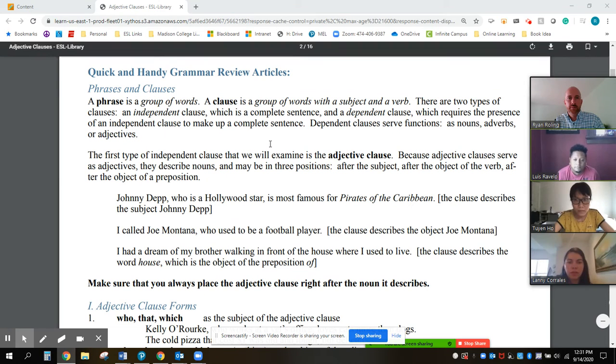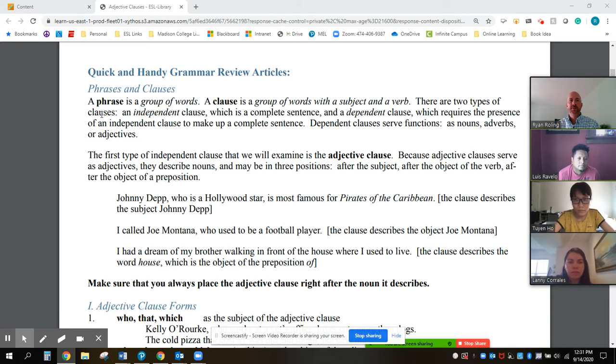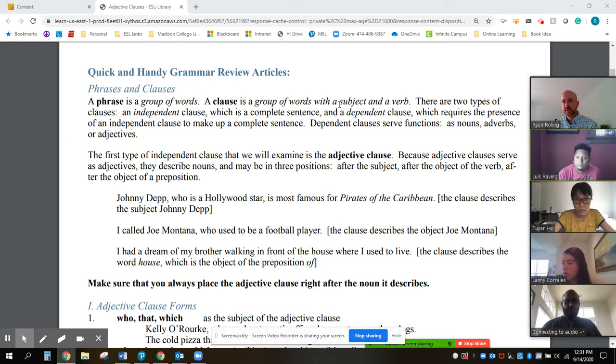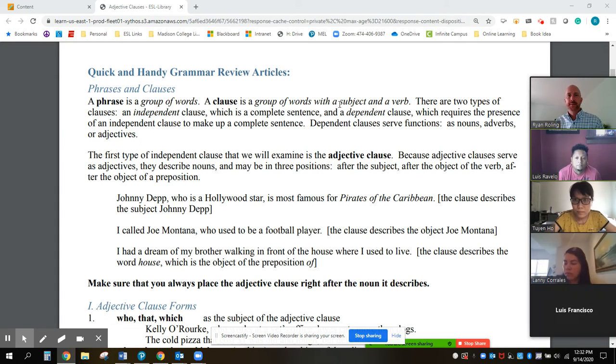So we'll do a quick review here of the adjective clauses. And this handout from ESL Library just starts out with the definition of a phrase and a clause. So a phrase is just a group of words. A clause is a group of words, but it has a subject and a verb. And then within clauses, because they have a subject and a verb, some of them are dependent clauses, and that means they can't stand alone. An independent clause is essentially a sentence. A dependent clause needs something else to connect to, so that it can stand.